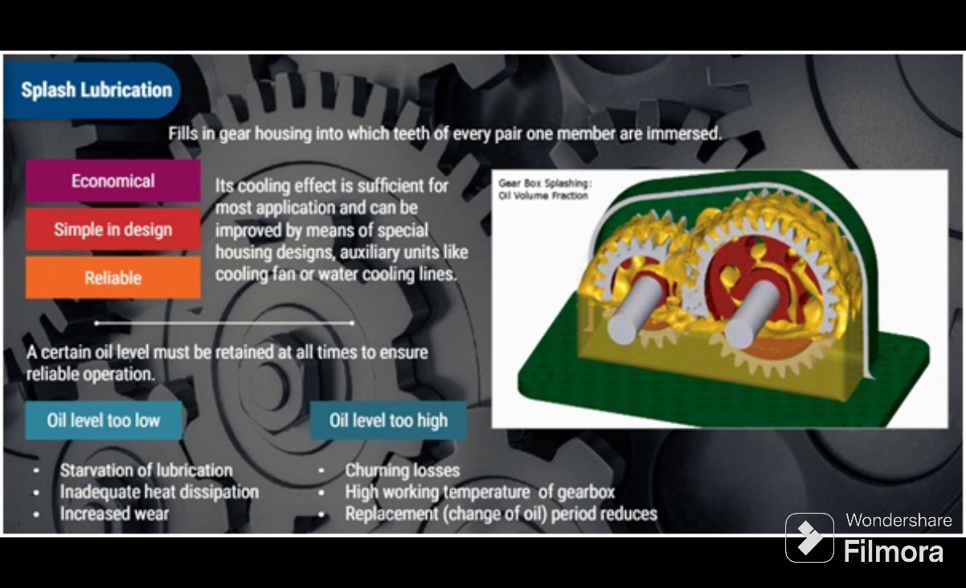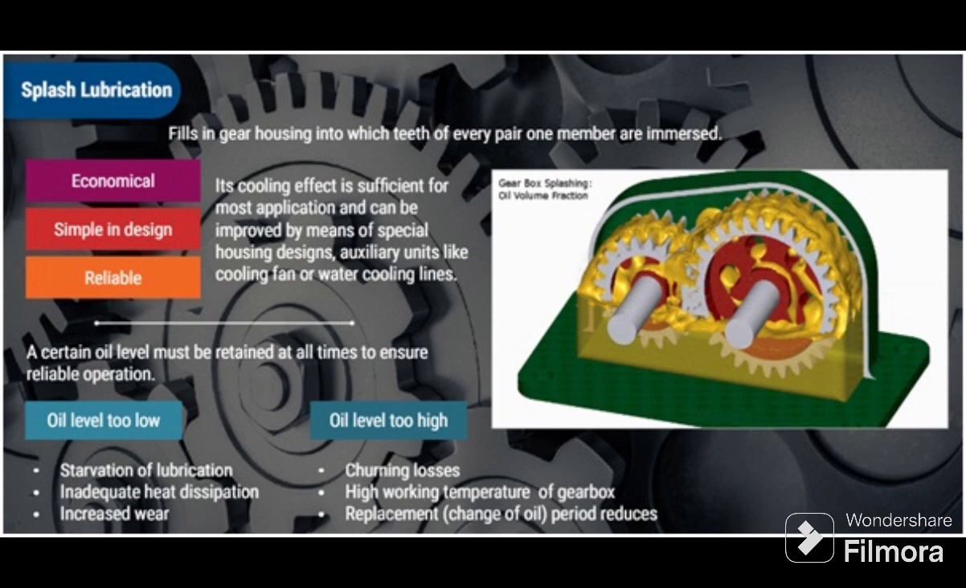Splashed lubrication system is one in which a lubricant fills the gear housing, into which teeth of every pair, one member, are immersed. It is economical, simple in design and reliable. Its cooling effect is sufficient for most applications and can be improved by means of special housing designs, auxiliary units like cooling fan or water cooling lines.